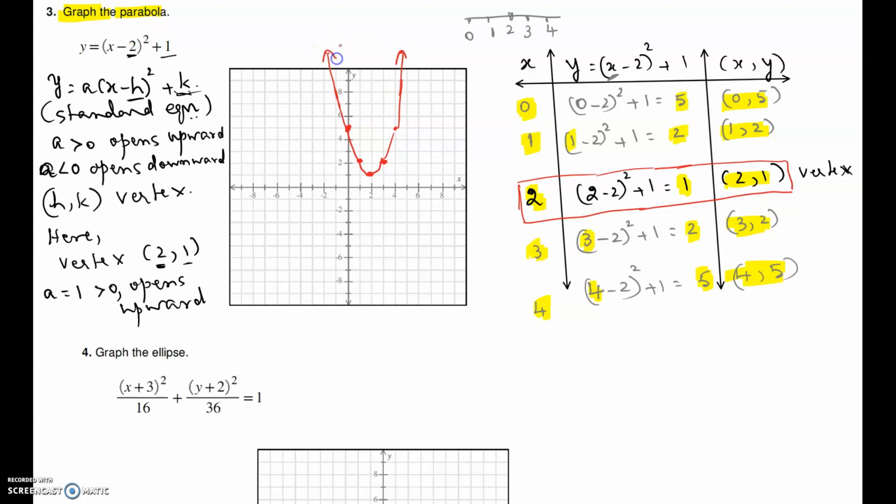We already know that it's an open upward parabola. So what is important here is to show the table and show the vertex clearly. And the table should clearly show what points you have chosen to sketch the graph.